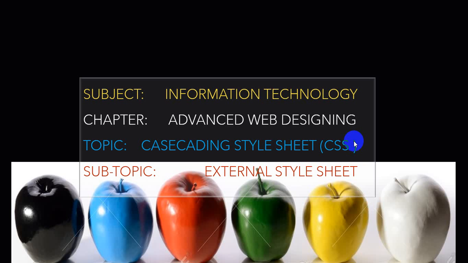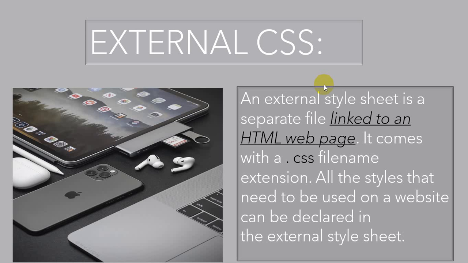Okay, so our chapter name is advanced web designing. Our topic is external CSS. Now let's have a look at what external CSS is. An external CSS or style sheet is a separate file. External means it is a separate file linked to the HTML web page, the page in which you are going to apply your CSS.